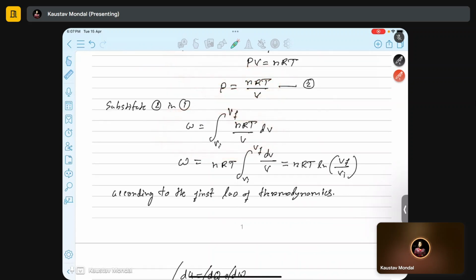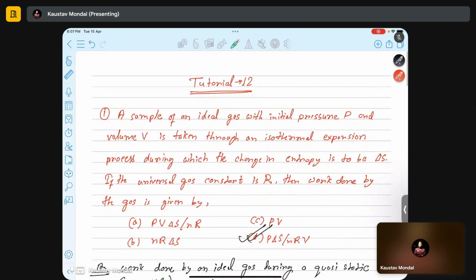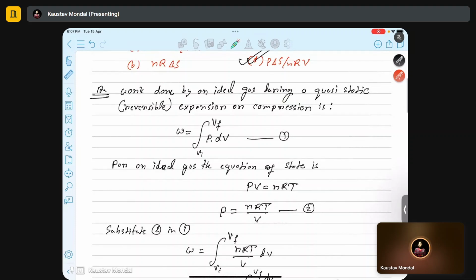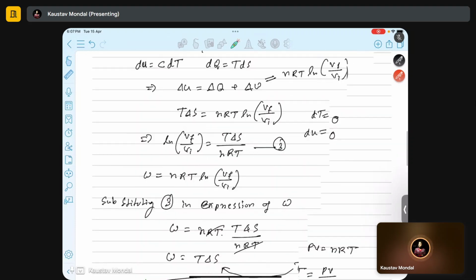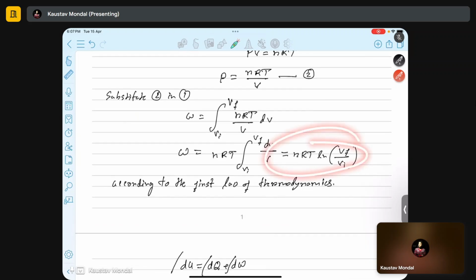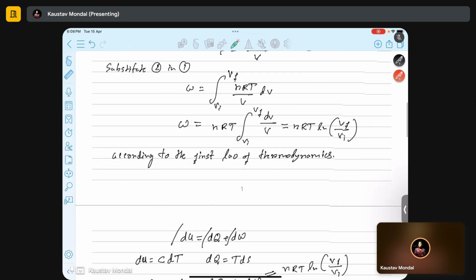Now if you do the integration, remember in this case the temperature remains constant. As you can see, it's mentioned the process is an isothermal process. So given this fact, if you calculate the work done, it simply gives you nRT ln, natural log, Vf by Vi. Now from here, we have to write this in terms of delta S. Delta S means change in entropy.